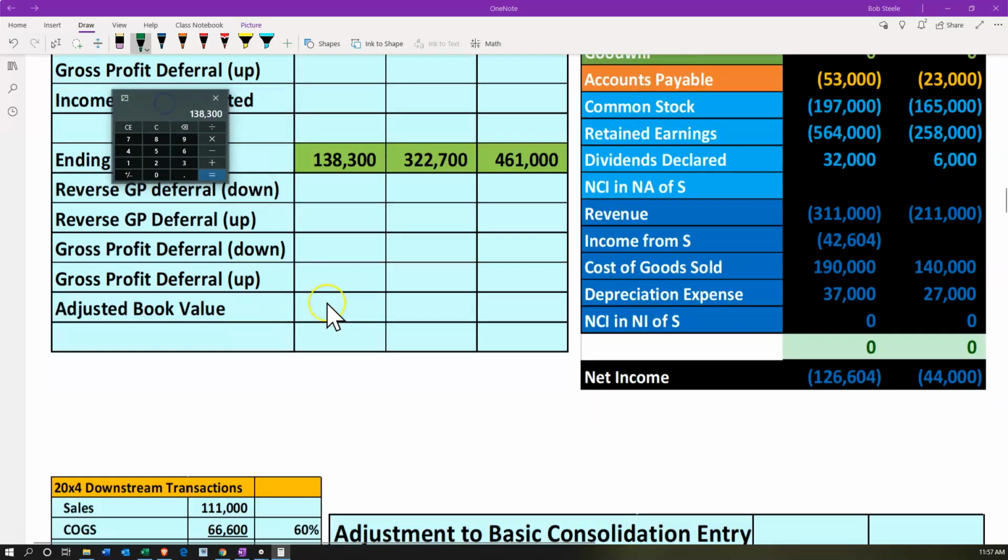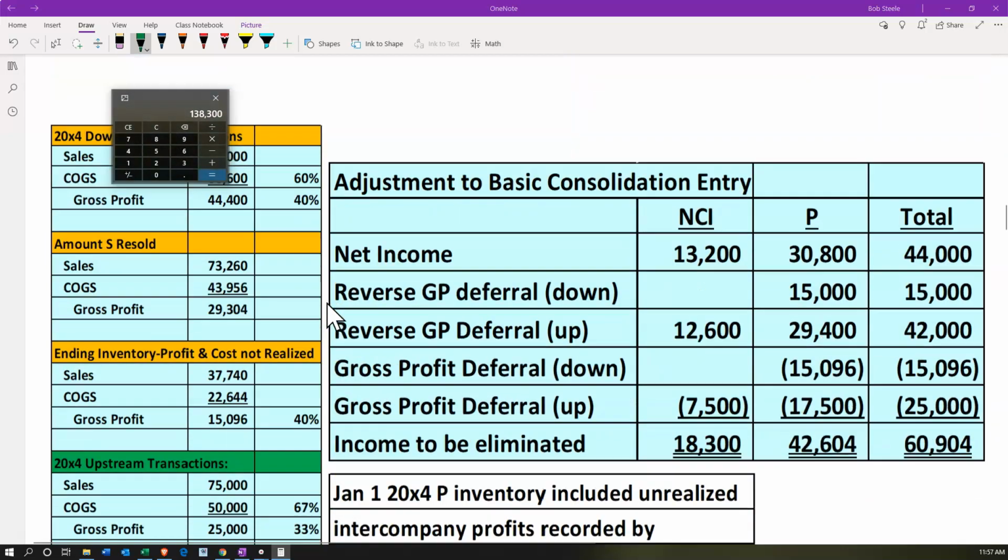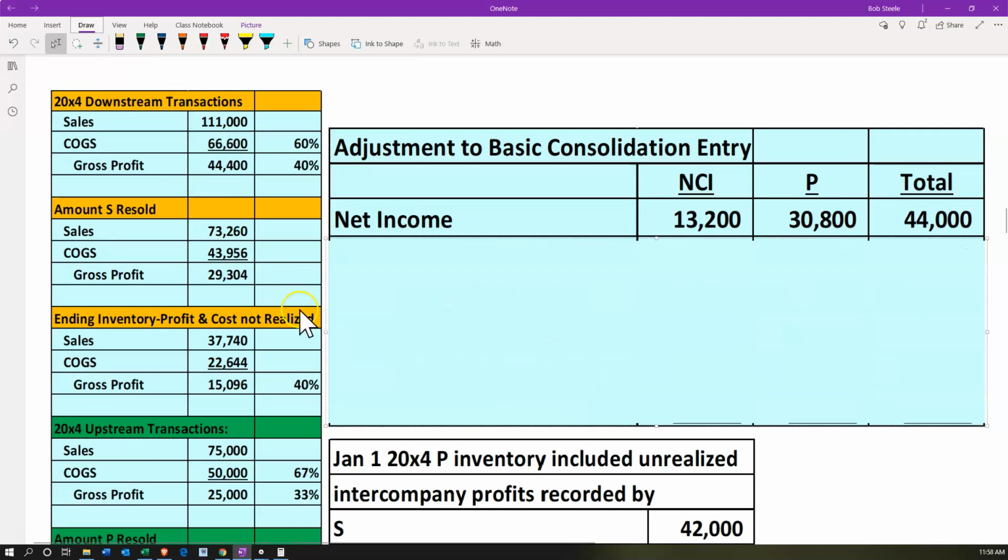So let's do that now. I'm going to scroll down and we'll do that here. So here is our information. Okay, here we are with our worksheet again. Same worksheet: non-controlling interest, the P's portion, and then the total. We had the 44,000. That's the net income for S that we broke out 70-30.